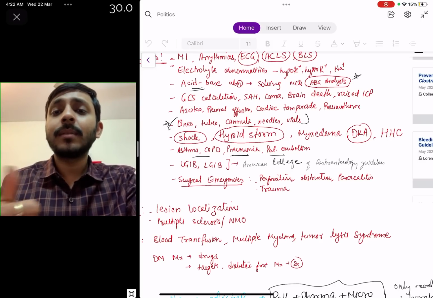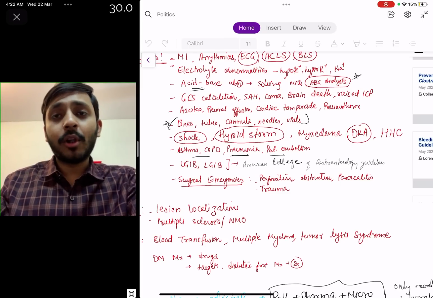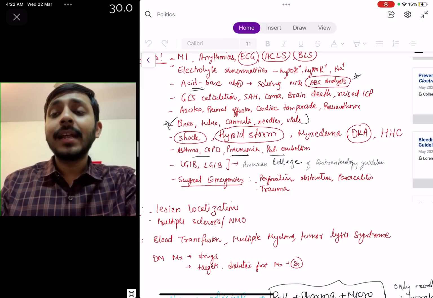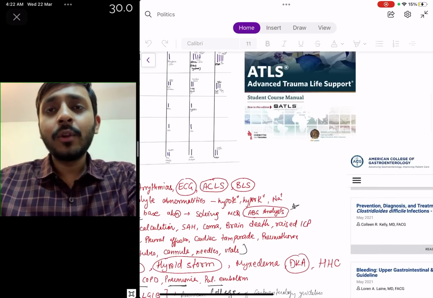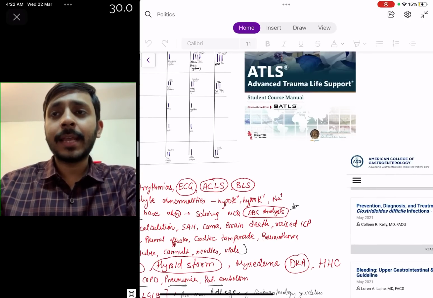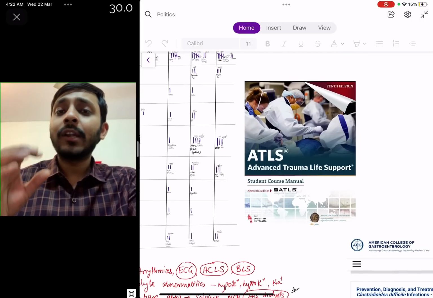Now, surgical emergencies I've also mentioned here because we are talking about emergencies. Perforation, obstruction, pancreatitis, important surgical emergencies that are asked. And trauma is something you cannot afford to lose. I think a lot of students already know that trauma is very important from AIIMS and INI. And you have to know head-to-toe trauma.